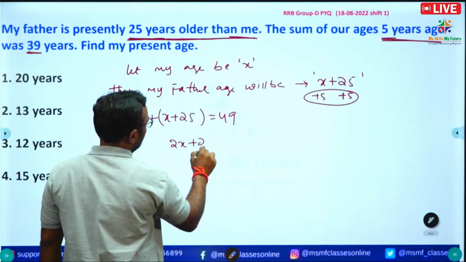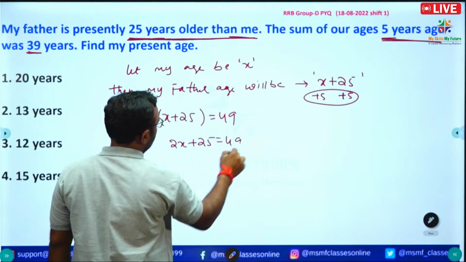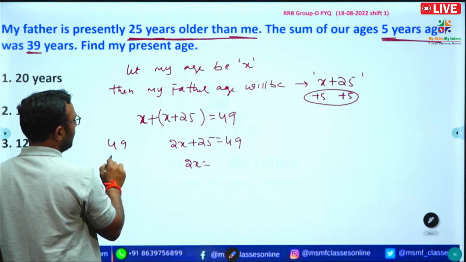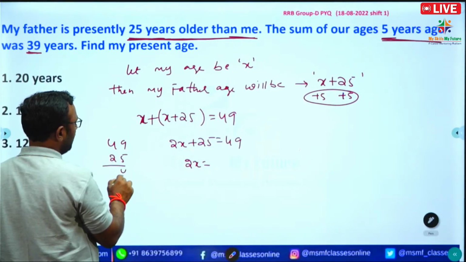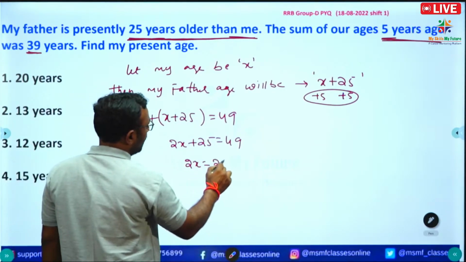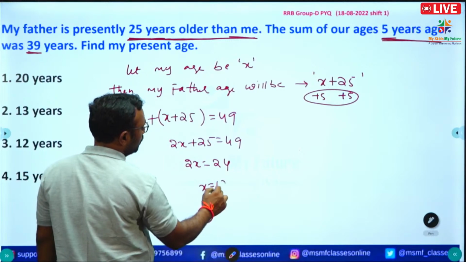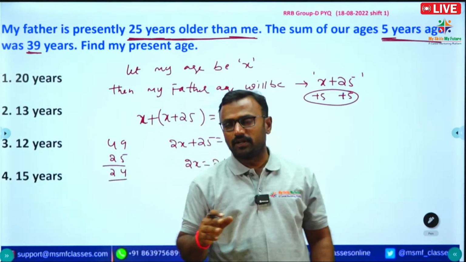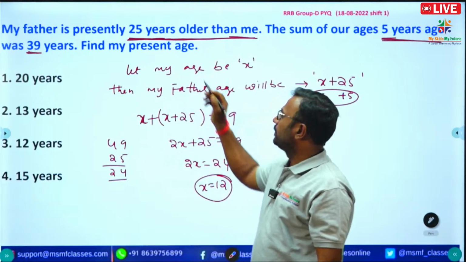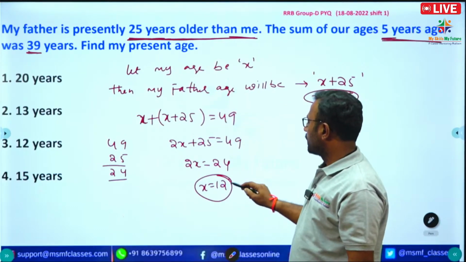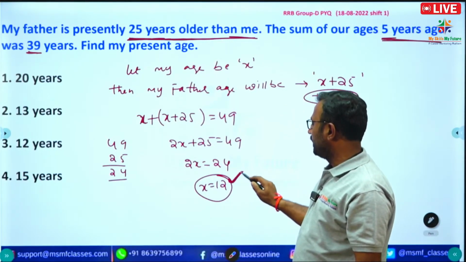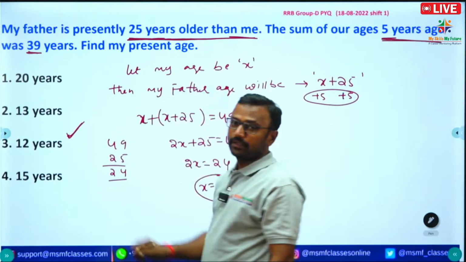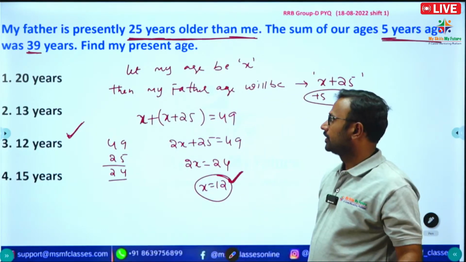2x plus 25 is equal to 49. So 2x is equal to 49 minus 25, we get 24. So x is equal to 12. What is our question? Find my present age. So my present age is 12. See, option 3 is correct. Right? Next question.